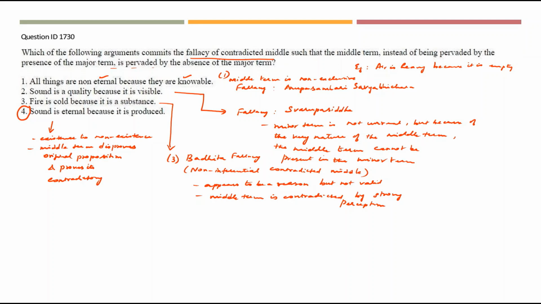Except the fourth option, I have given the kind of fallacy committed in the other three options. From that itself, we can understand the first three options are not in the answer set. Apart from these arguments, there are also arguments like sound is eternal because it is audible, sound is non-eternal because it is produced, sound is eternal because it is caused. You can go through all those arguments and understand the fallacy committed in them, so that it might be helpful for you in some other question paper.